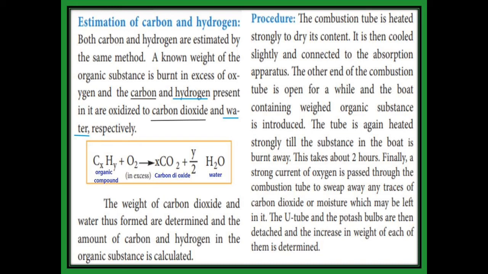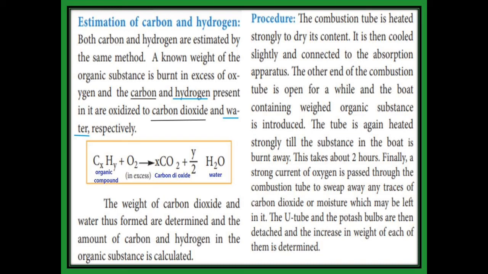It absorbs the water. Through the initial and final difference, we can calculate the amount of water produced during the combustion reaction. In the same way, the potassium hydroxide absorbs the carbon dioxide. Initially there is no carbon dioxide, so we weigh the potassium hydroxide first. After the combustion reaction, the carbon dioxide is absorbed by the potassium hydroxide and its weight increases. From the initial and final difference, we get the weight of carbon dioxide.